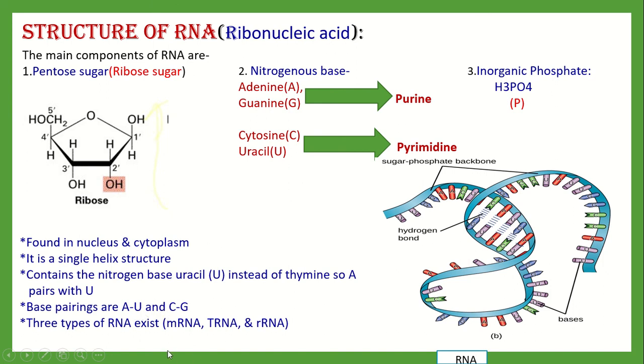There are 3 types of RNA that exist in biomolecules, that is mRNA, tRNA and rRNA. Another one is also genetic RNA, that means gRNA is present.